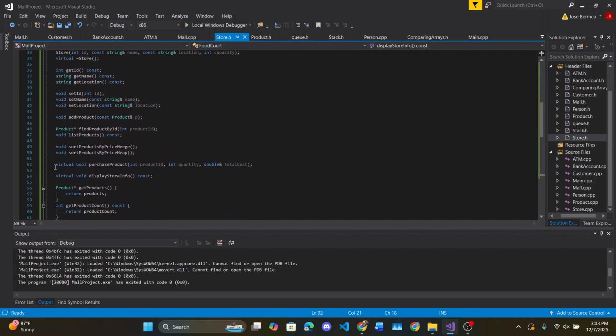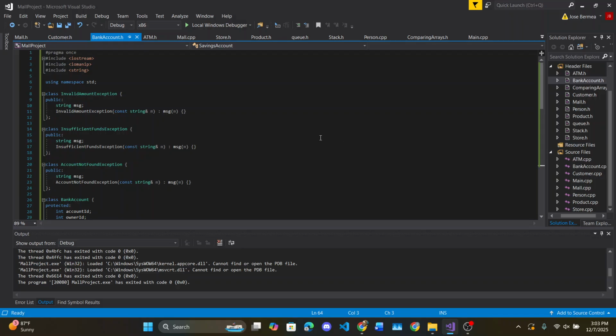Then we also have some polymorphism, which is purchase product, which the behavior here is what I showed earlier, the electronics store adding a $5 fee, and the food court with a combo discount for when you purchase 3 or more. But all stores share product storage, listing, and sorting.